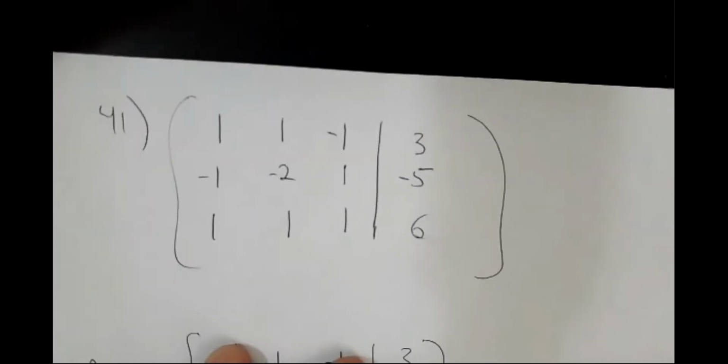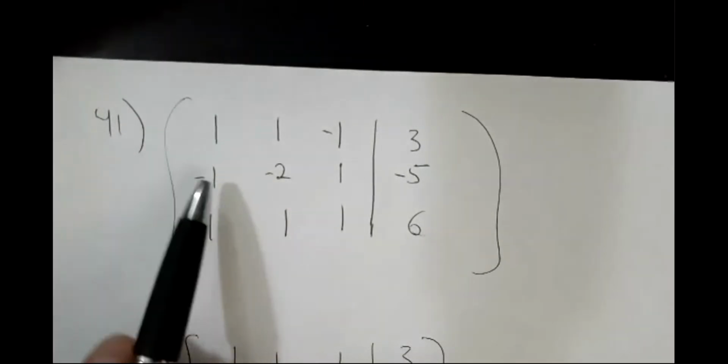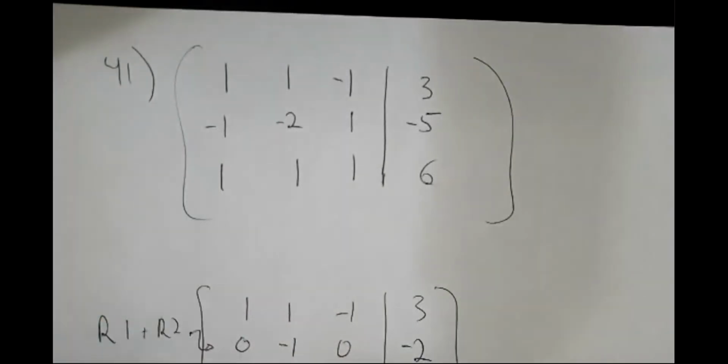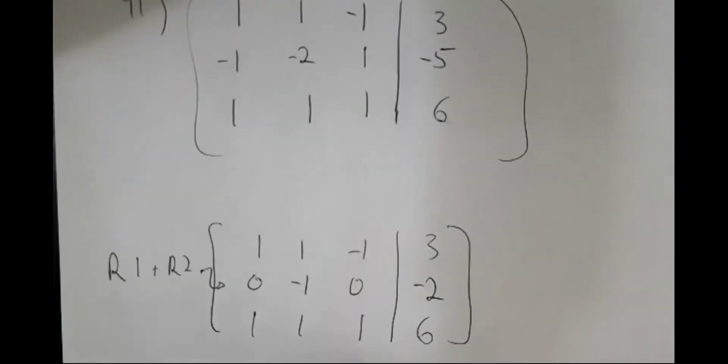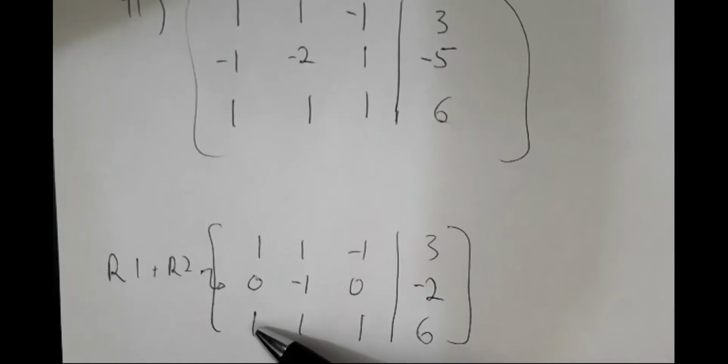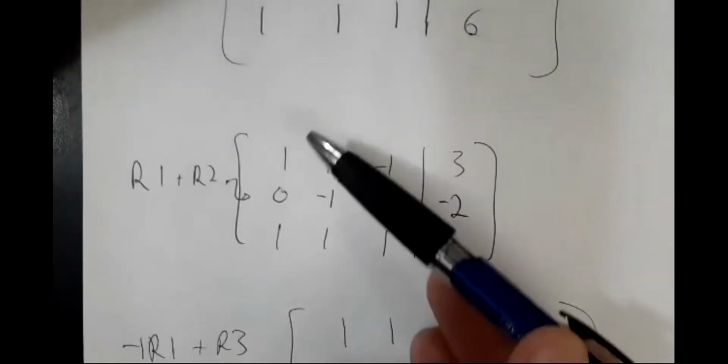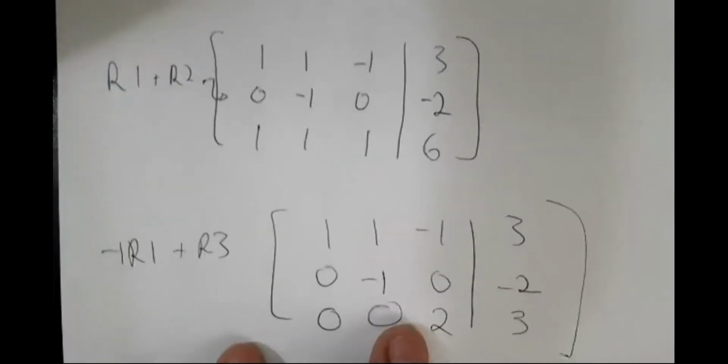And so the first thing you want to do is you have your 1. You want to get a 0 below it. So the first thing I did was I added row 1 and row 2. It should give you that thing right there. So now we have a 1, and we have a 0 below that. We want to get a 0 right here. So in order to get a 0 right here, I'm thinking, what do I have to add to 1 to make it 0? I have to add a -1, so I have to do -1 times row 1 and add that to row 3.